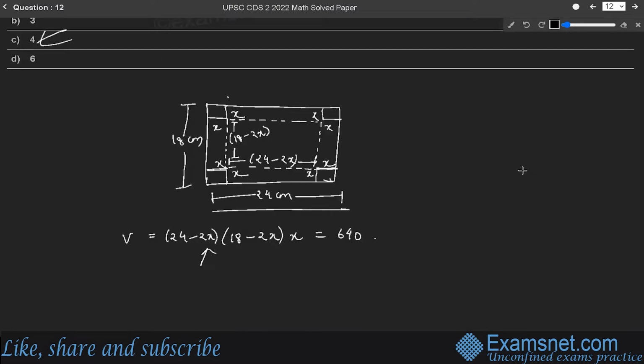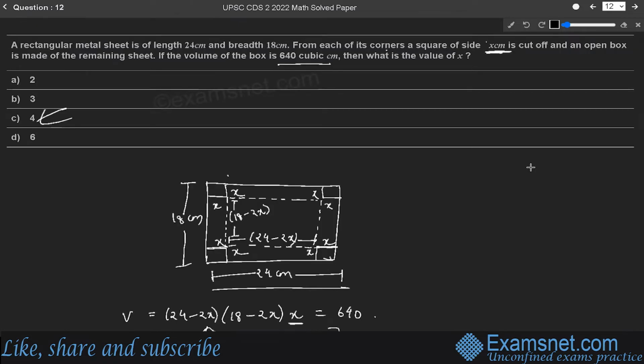So 24 minus 2 into 4 is 16. 18 minus 2 into 4 is 10 and remaining is 4. So we can see that 16 into 10 is 160 and 160 into 4 is 640. Yes, according to this, x is equals to 4. The volume is 640. It means that the correct option is option number C, which is 4. You can also look for the other options, but here we have already got the answer.